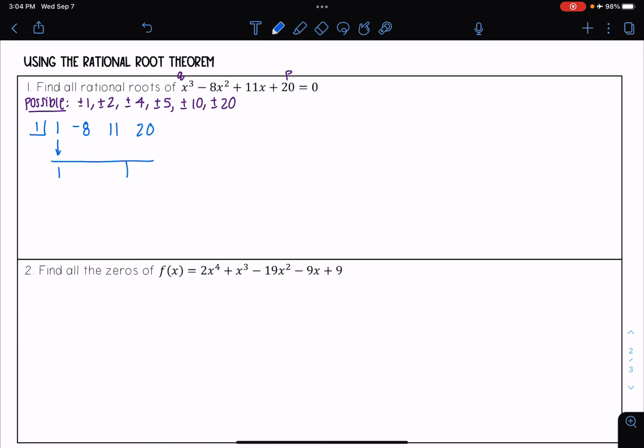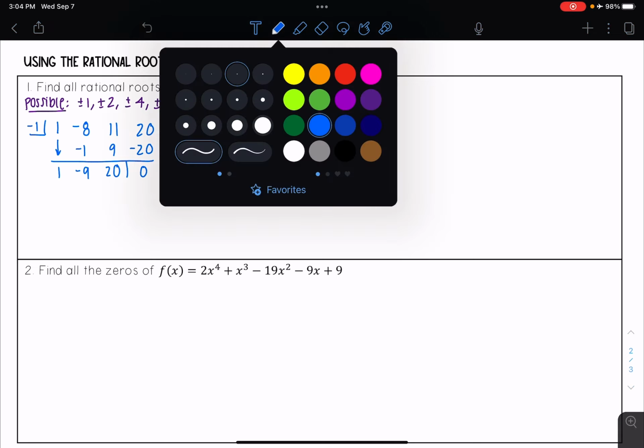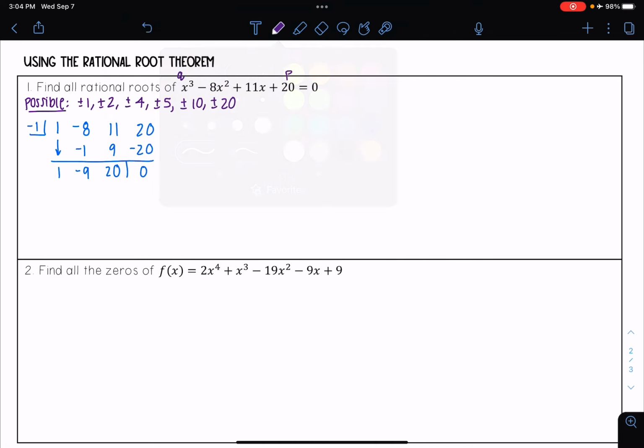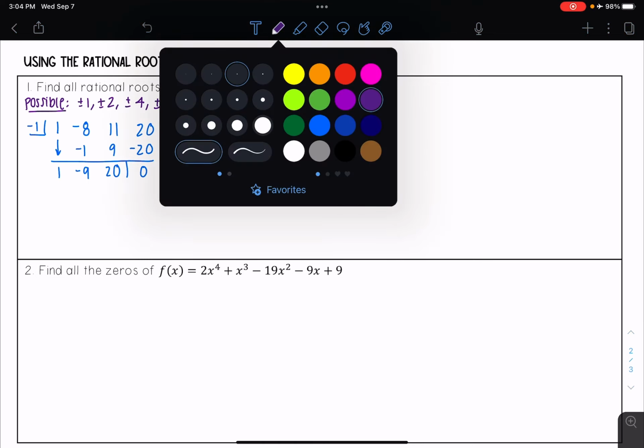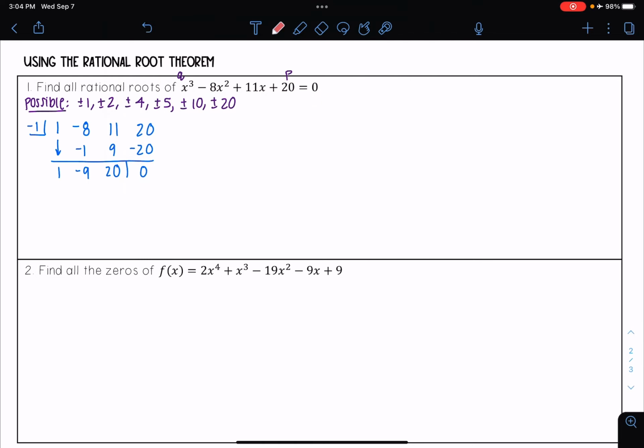negative 1. Negative 1 times 1, I get negative 1. Negative 8 minus 1, I get negative 9. Negative 1 times negative 9, I get 9. 11 plus 9, I get 20. Negative 1 times 20, I get negative 20. 20 minus 20, I get 0. So here I did get my remainder of 0, so that means that negative 1 is a factor.